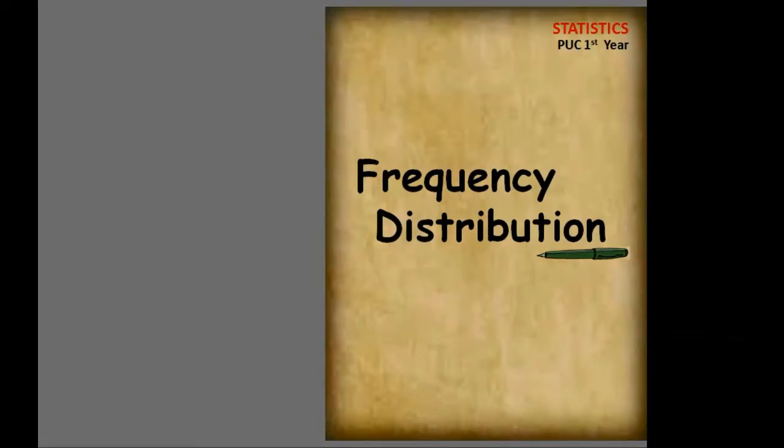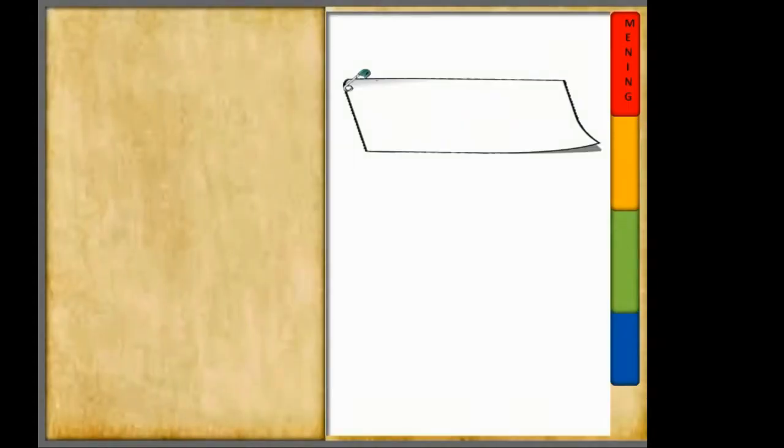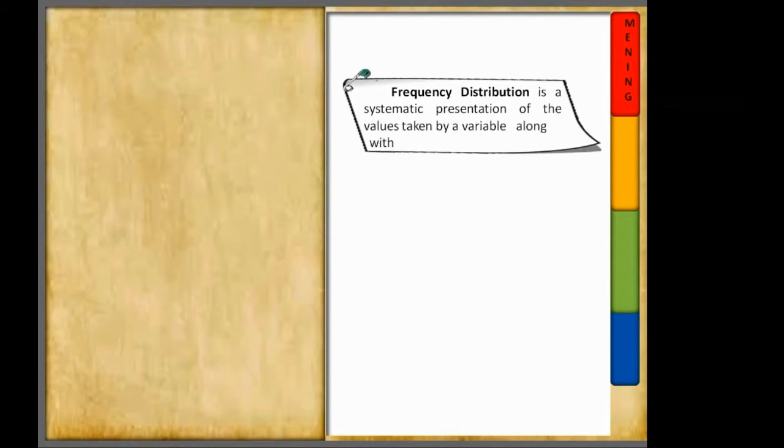Frequency distribution. Frequency distribution is a systematic presentation of the values taken by a variable along with their frequencies. Frequency refers to the number of times an observation is repeated.